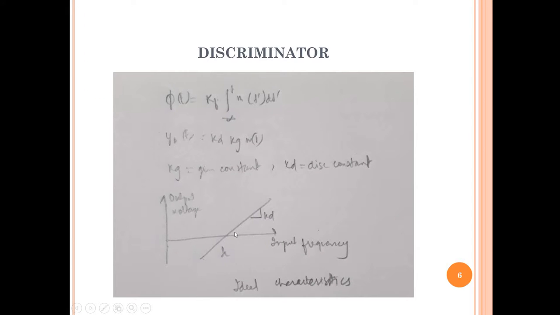Now, here let me explain. The phi t is the frequency modulated signal. Now, to get the demodulated signal, we first take this KF constant and we put this integration from minus infinity to t, where m(t) is the message signal with respect to time. Now, here y_d(t) is the demodulated signal, which is equal to kd into kg into m(t), which is the message signal. Now, kg is the generator constant and kd is the discriminator constant.